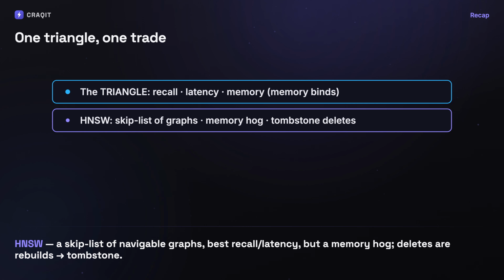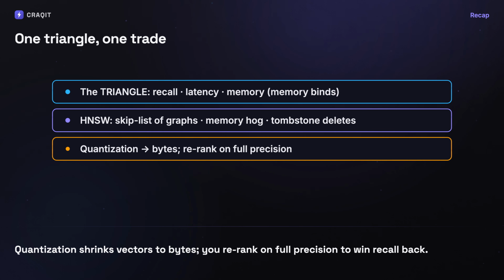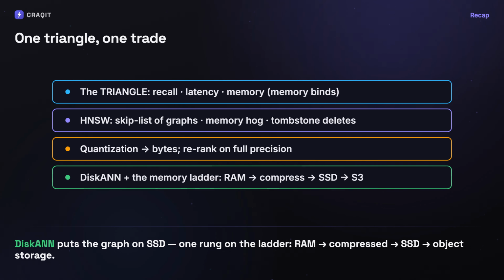IVF partitions the space into cells you probe. Quantization, scalar, product, binary, shrinks the vectors from kilobytes to bytes, and you re-rank with full precision to win back recall. DiskANN puts the graph on SSD with tiny compressed codes in RAM, serving a billion vectors on one box for a fraction of the cost. One rung on the memory ladder from RAM to compressed to SSD to object storage with compute split off.